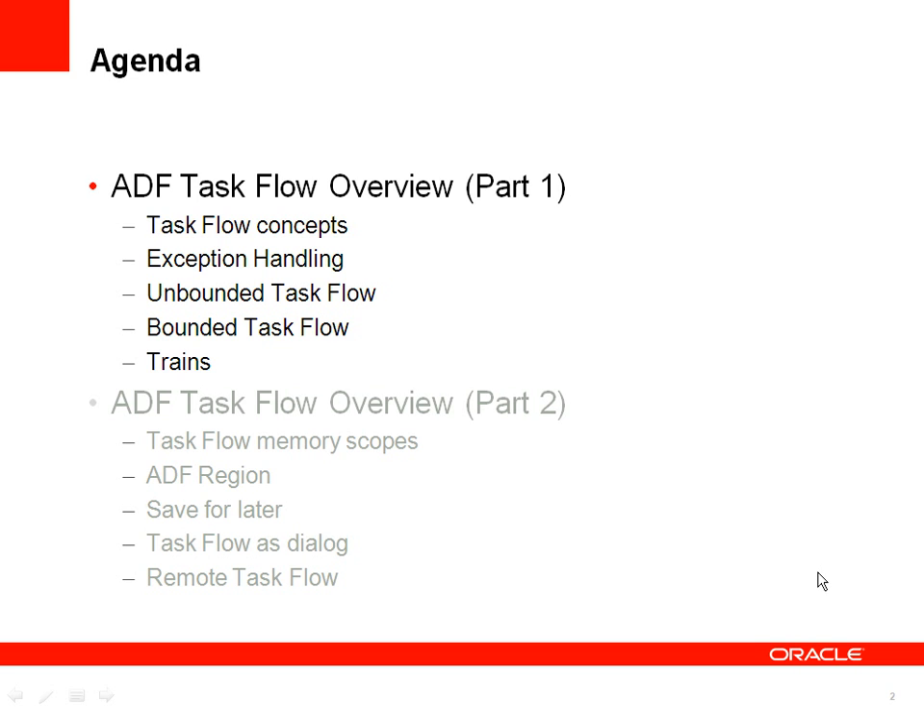In this first part, we introduce basic concepts and fundamentals of ADF task flows. I introduce unbounded task flows and bounded task flows. I will talk about the different activities that exist for the two types of task flows. I will talk about exception handling, and I will end this session with talking about trains, which is a way to navigate between related views in a task flow.